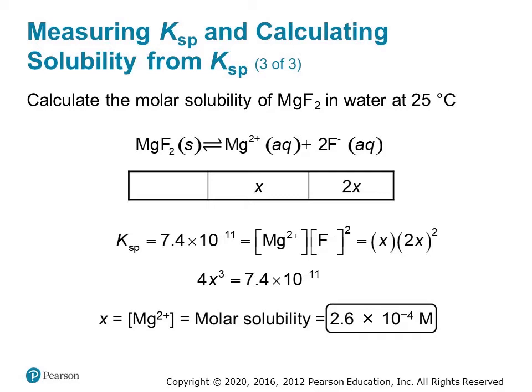Plugging these expressions into Ksp, we get x times (2x) quantity squared, or x times 4x squared, or 4x cubed. With the numerical value for Ksp provided as 7.4 times 10 to the minus 11, we solve for x by dividing both sides by 4 and then subsequently taking the cube root, which gives us an x value of 2.6 times 10 to the minus 4 molar. This is the magnesium ion concentration, and since that's formed in a 1-to-1 molar ratio with the reactant solid, this is the molar solubility of magnesium fluoride as well.